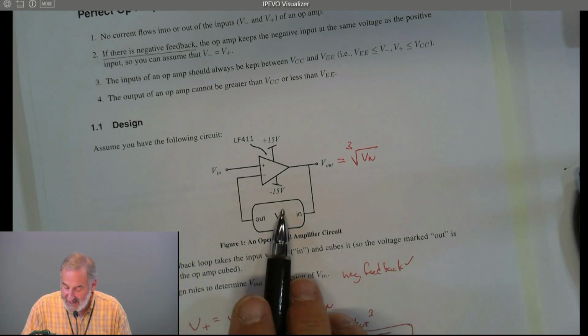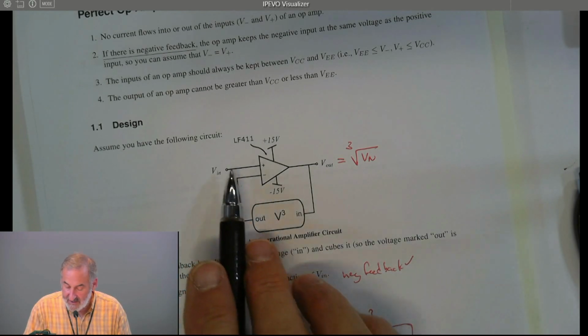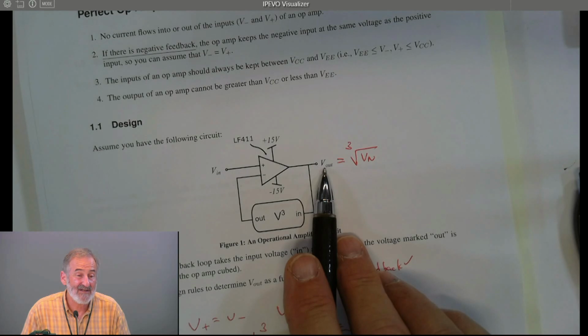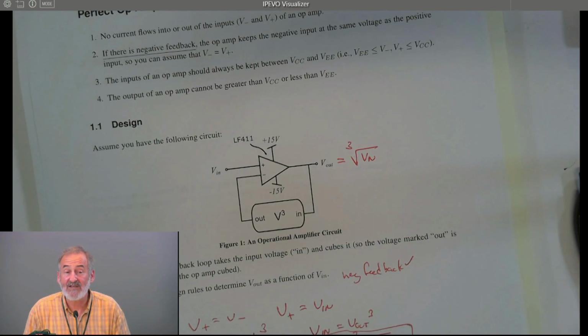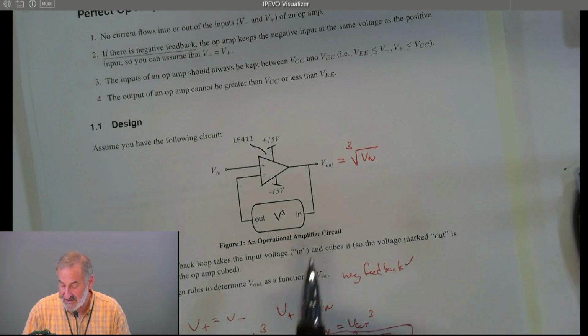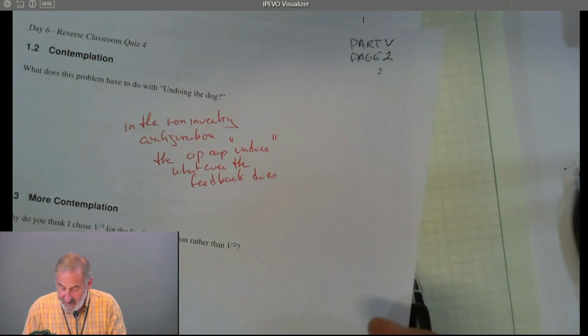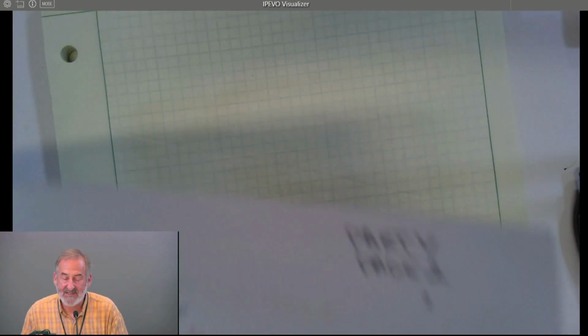Now, if I had used V squared here, as long as V in was positive, the output would be the square root of V in. But we'd be limited to positive input voltages, and I didn't want to add that complication. But certainly if you're willing to only use positive input voltages, you could build something that calculates square roots, at least voltage square roots, using this circuit. So I used the cube because the cube maintains polarity.